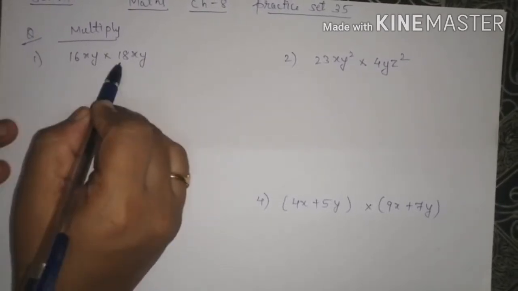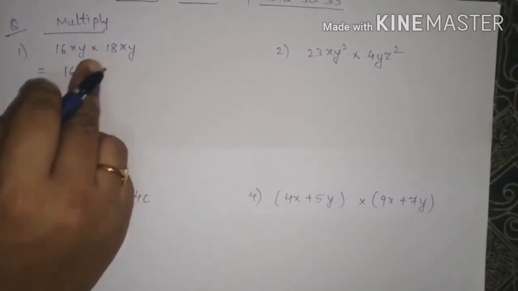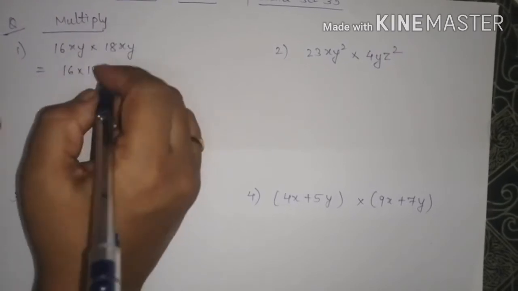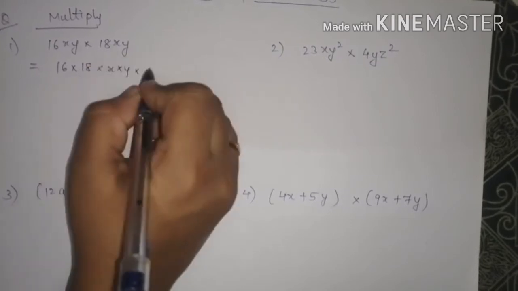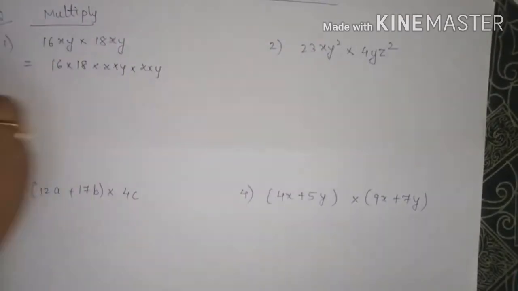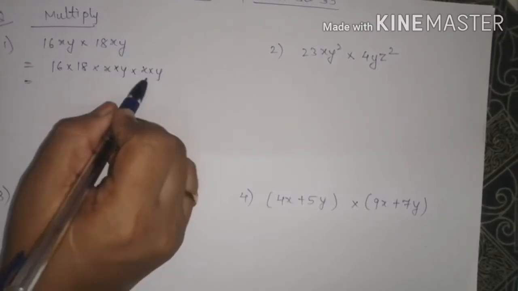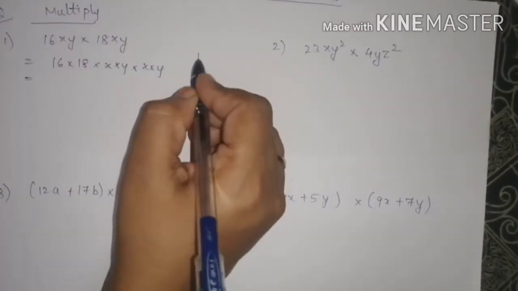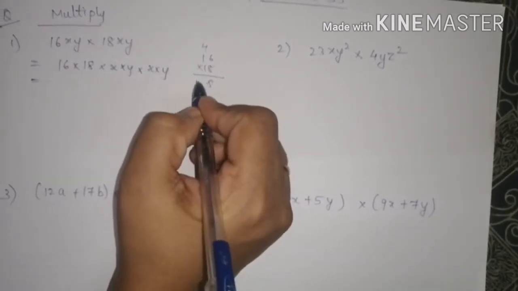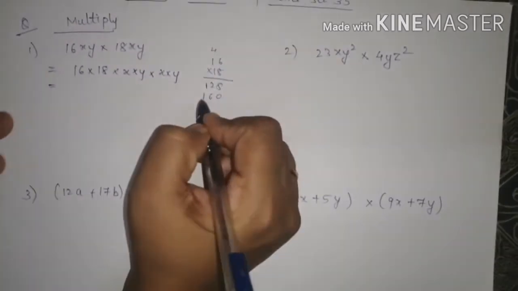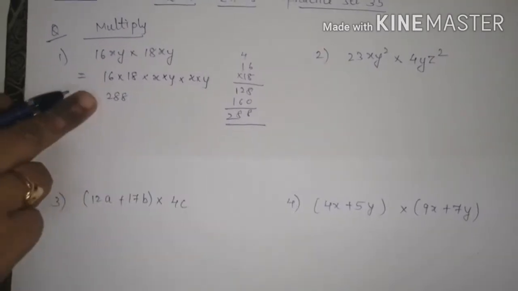First, children, multiply the numbers. So 16 into 18, these numbers you multiply, and then the alphabets, xy. There is a multiplication sign only, x into y. First multiply the numbers, then we'll multiply x into y, the alphabets, later on. So 16 into 18 is how much? 8 6 is 48, 8 1 is 8, 8 plus 4 is 12, 1 6 is 6, 1 1 is 1, so 288. The number we got after multiplying is 288.